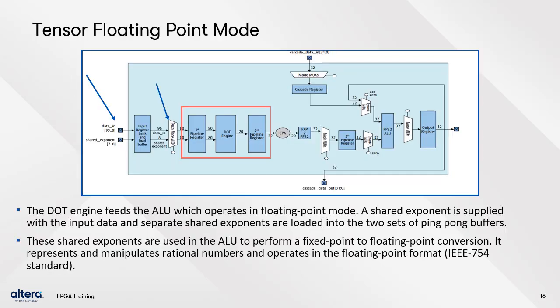In the tensor floating point mode, the dot engine feeds the arithmetic logic unit, which operates in floating point mode. A shared exponent is supplied with the input data, and separate shared exponents are loaded into the two sets of ping-pong buffers. These shared exponents are used in the arithmetic logic unit to perform a fixed point to floating point conversion. It represents and manipulates rational numbers and operates in the floating point format, which is the IEEE 754 standard.